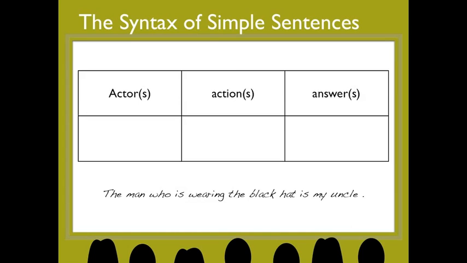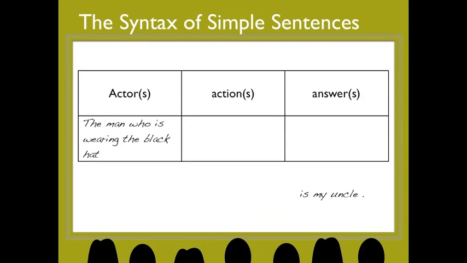And the actor in this case is actually a phrase, the man, working with a relative clause. Who is wearing the black hat? A relative clause always begins with a relative pronoun, and the relative pronoun here is who. So the action is wearing is actually the action of the dependent clause, not the entire sentence. The action of the sentence is a to be verb, is, and the answer is who? My uncle. So the man who is wearing the black hat is my uncle. Just be aware that sometimes dependent clauses will either function as the actor or work with the actor, or they will function as the answer or work with the answer of sentences.